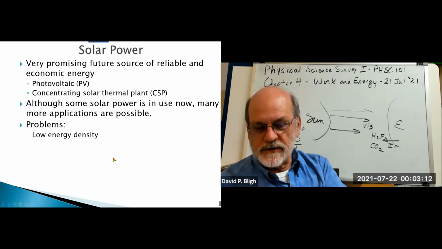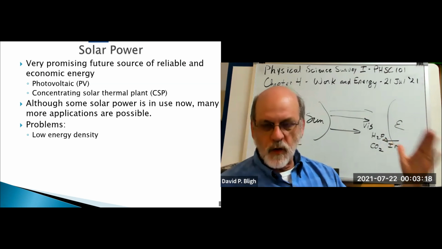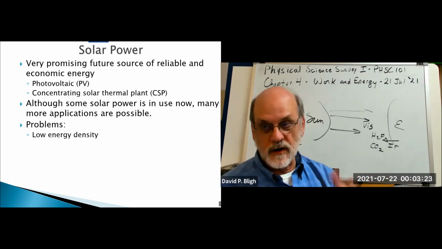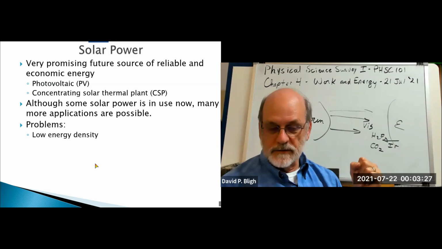There are various problems. The main problem with solar power is low energy density. In other words, for a square meter, there's not very much power reaching the surface of the earth. Very low energy density compared to fossil fuels.